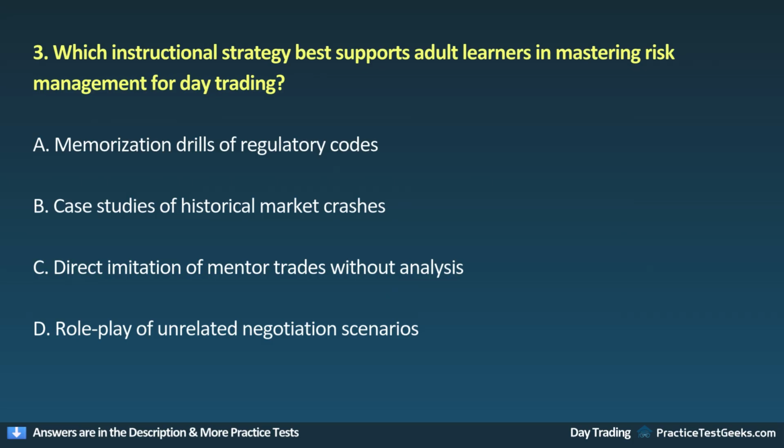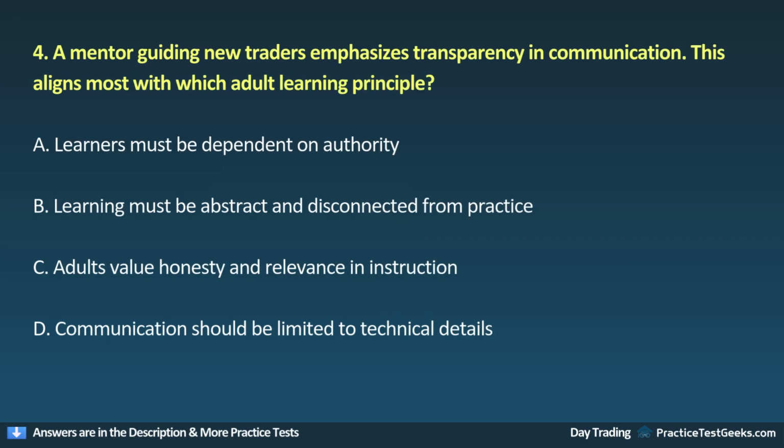3. Which instructional strategy best supports adult learners in mastering risk management for day trading? A. Memorization drills of regulatory codes. B. Case studies of historical market crashes. C. Direct imitation of mentor trades without analysis. D. Role play of unrelated negotiation scenarios.